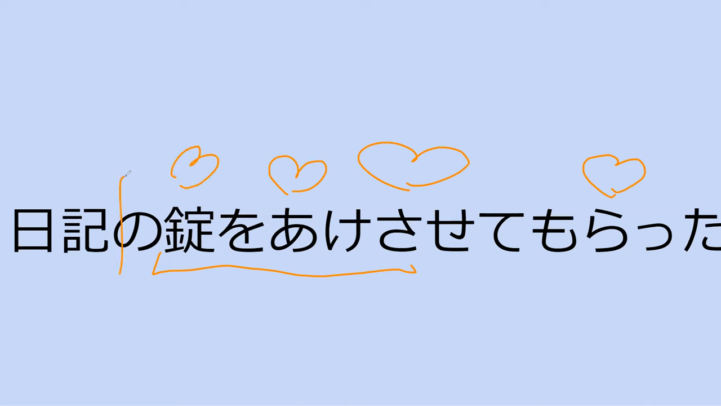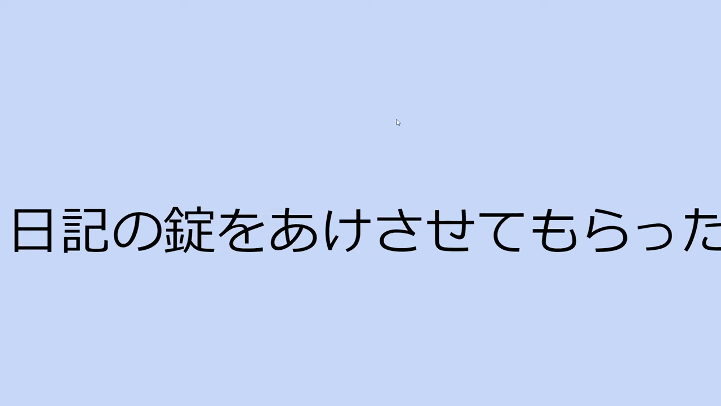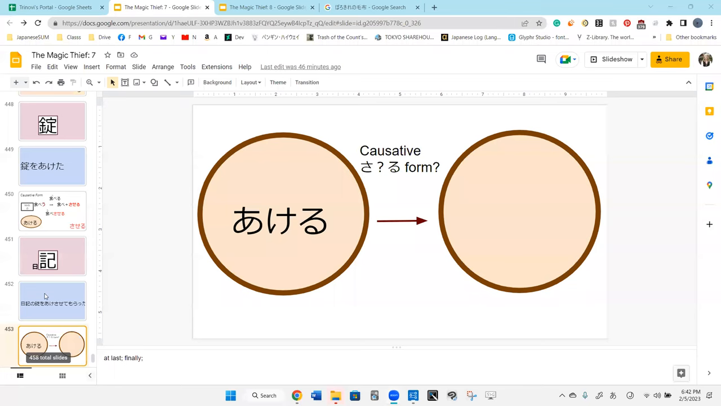Perfect. Can you read the sentence for me? Nikki no jo o ake sasete moratta. Hai. What does this mean? I was allowed to receive by means of opening the lock. Of the what? Of your diary. Perfect. Nice. I was permitted to open the lock of your diary.